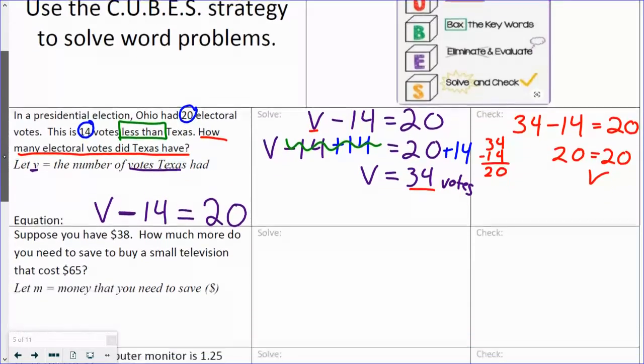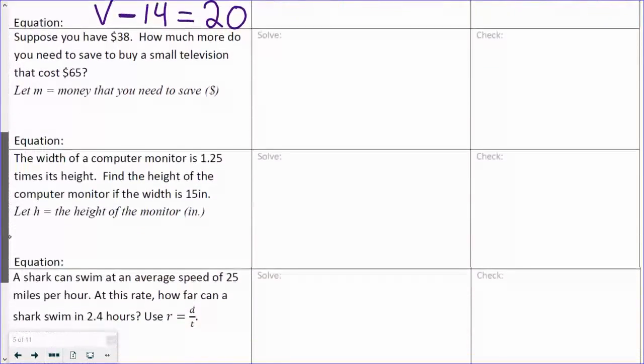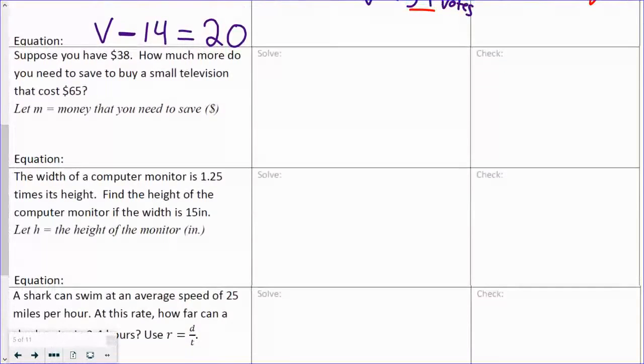Let's go on to our next example. Suppose you have $38. Well, that's a money amount, so let's circle that. How much more do you need to save to buy a small television that costs $65? So that was circling our numbers, now underlining. What's the question? Well, we need to know how much more for the small television. That tells us what's our variable. How much money do we need to save?